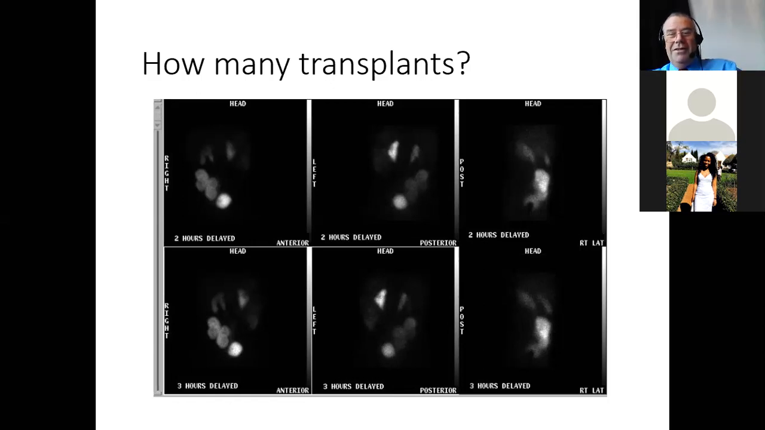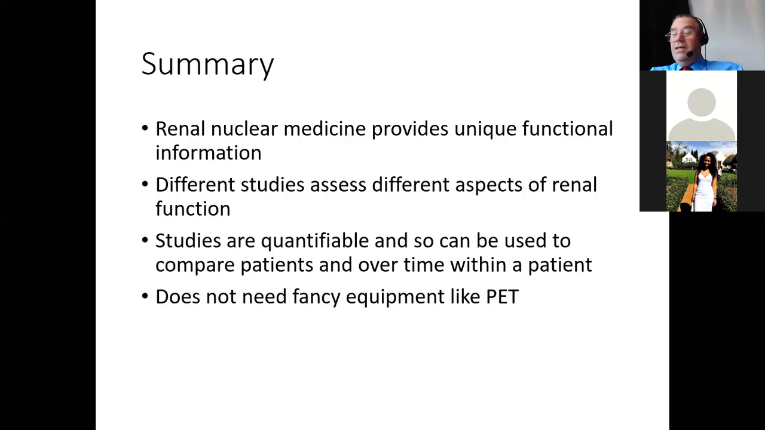Well done. I think some of you may have seen that before. Okay, so in summary, with renal nuclear medicine, we get unique functional information. Different studies, whether or not they're renography or DMSA, can look at different aspects of renal function. Studies are quantifiable, so can be used to compare patients over time within an individual patient. So you can see whether or not an intervention is working.